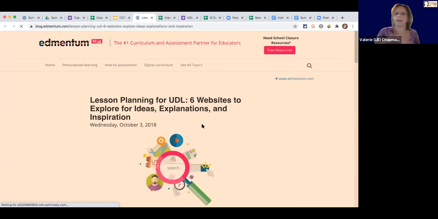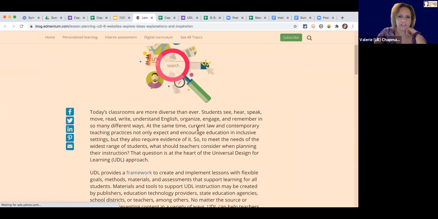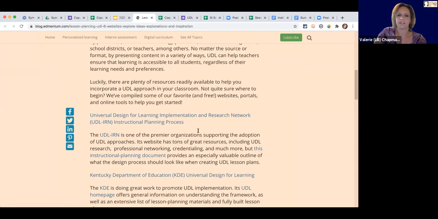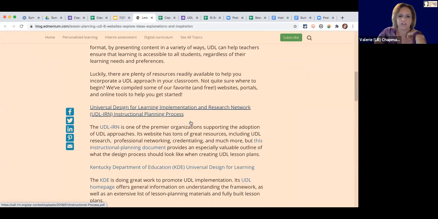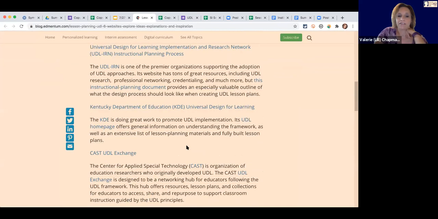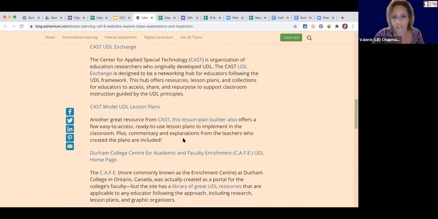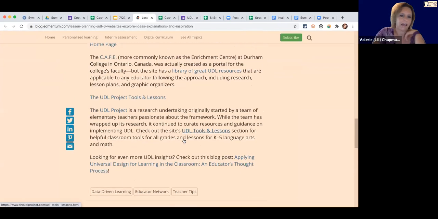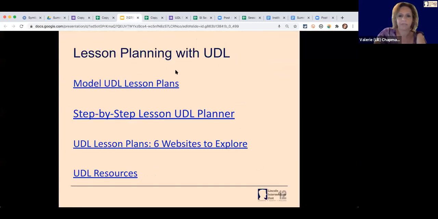This is, again, a hyperlink. I'm all about sharing resources. I can't tell you everything you need to know in an hour presentation, but this is an article from Edmentum that gives you some information on UDL. There's also UDL Exchange from CAST and model lesson plans, which I showed you, but there are other UDL resources, and they are all in here. These are the top 6 they recommend you could take a look at for how to make your lesson planning fall under the principles of UDL.